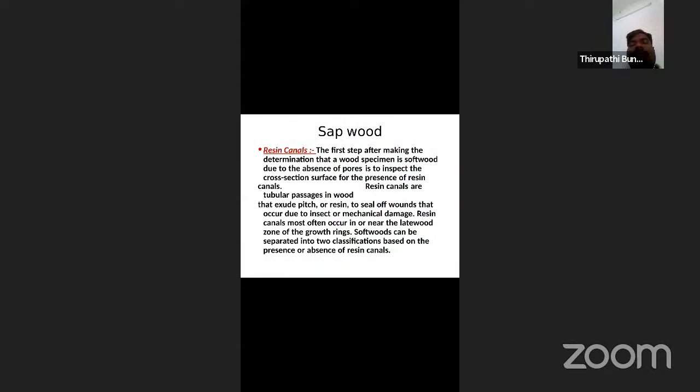Sapwood shows resin canals. Resin canals and tannin canals were already discussed.